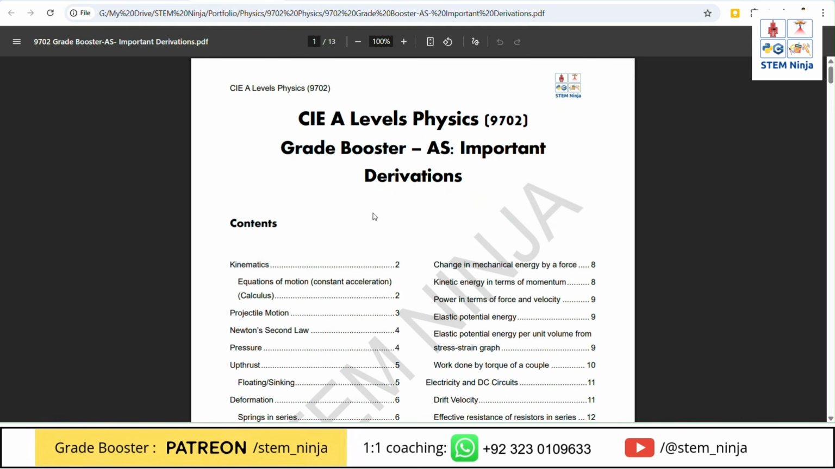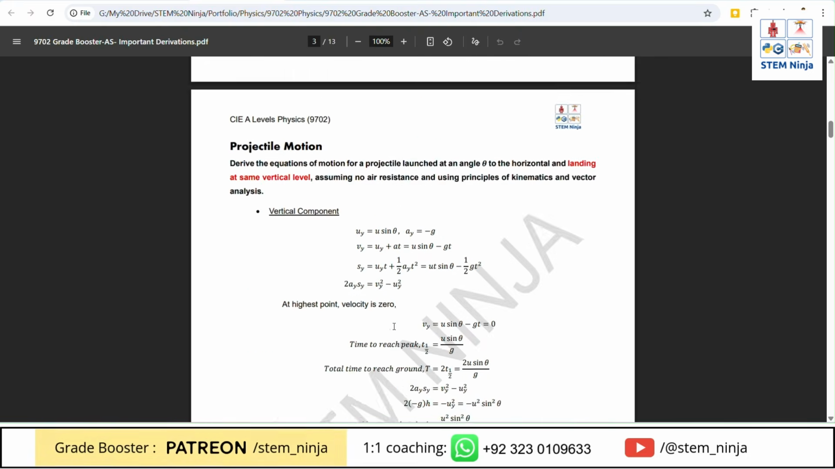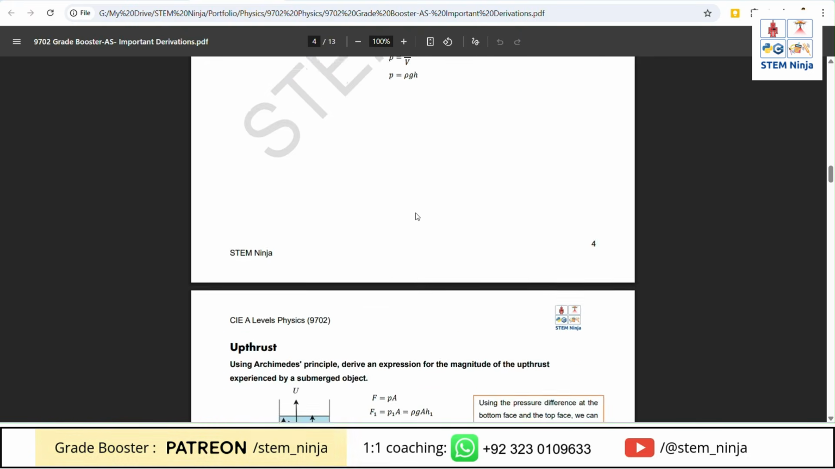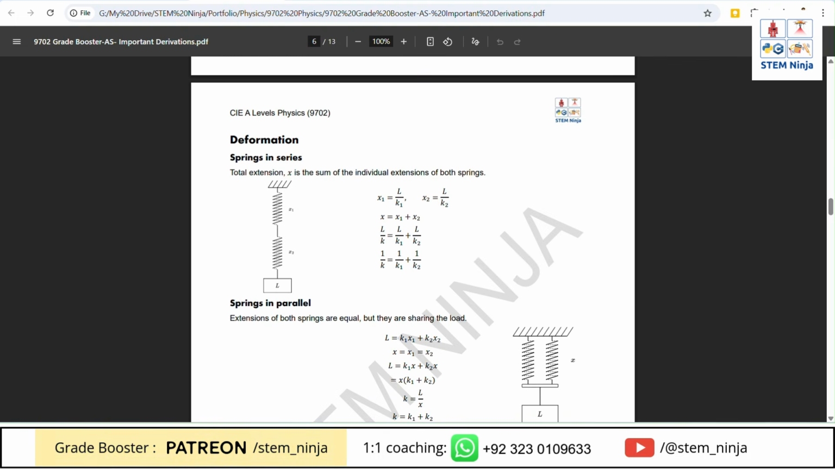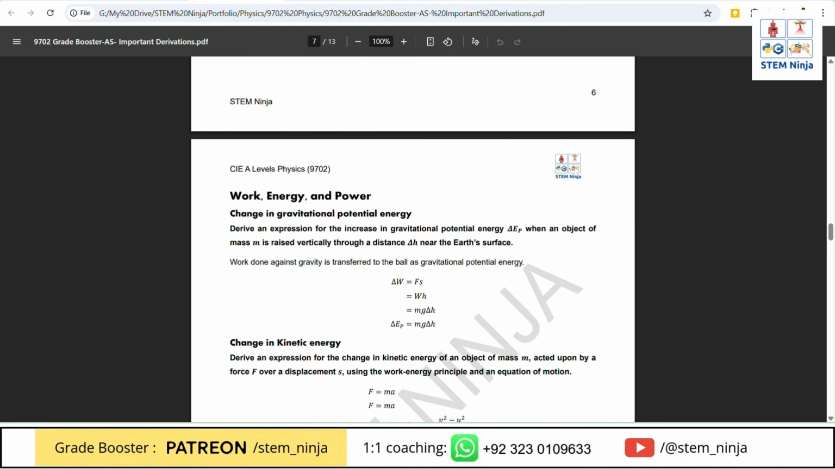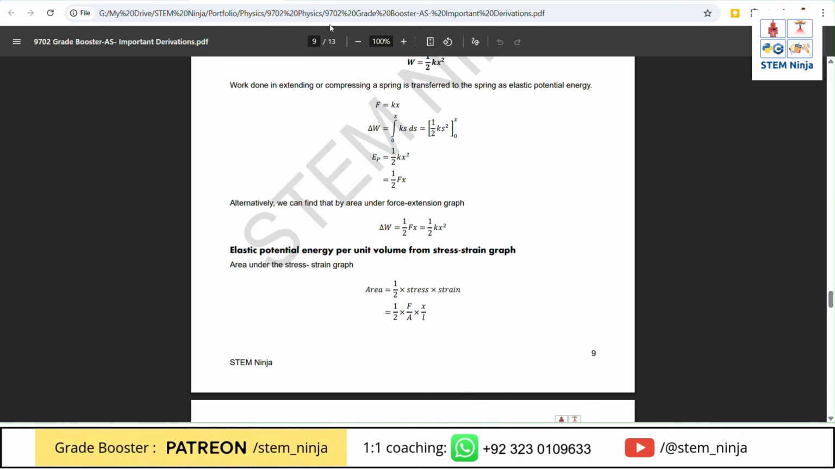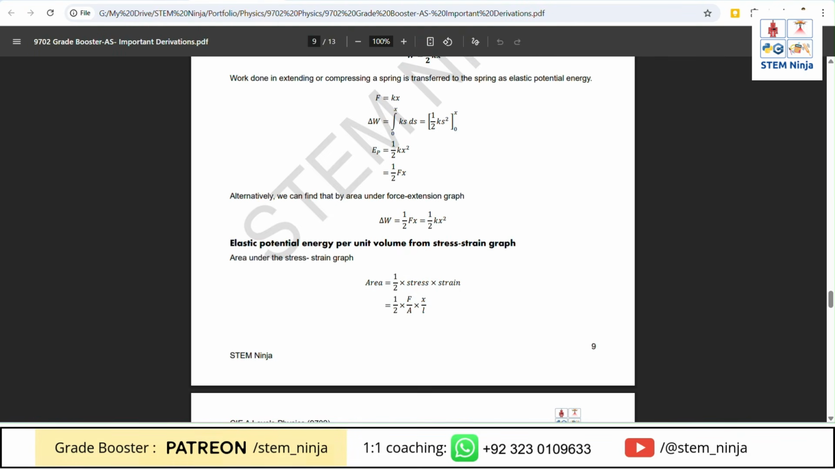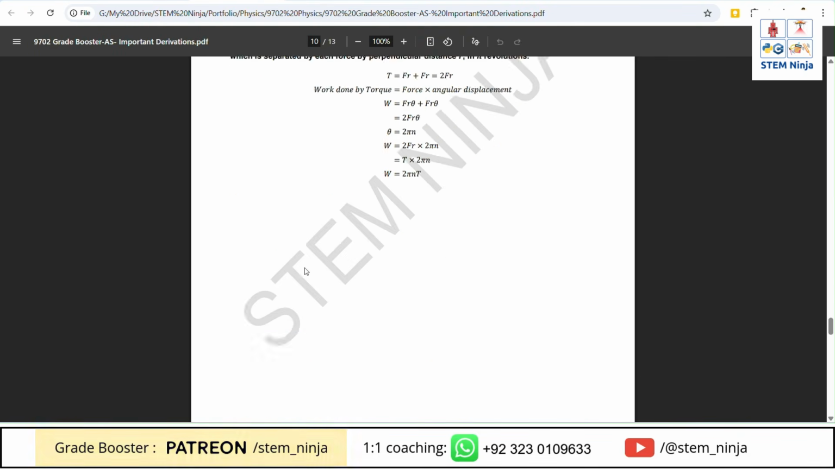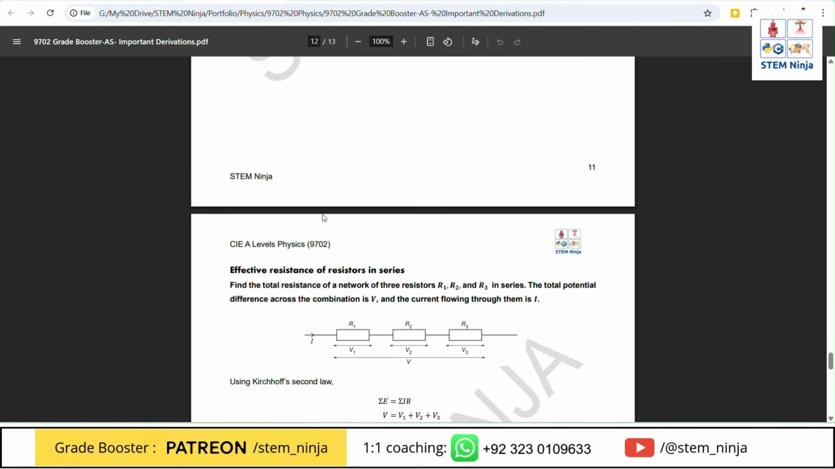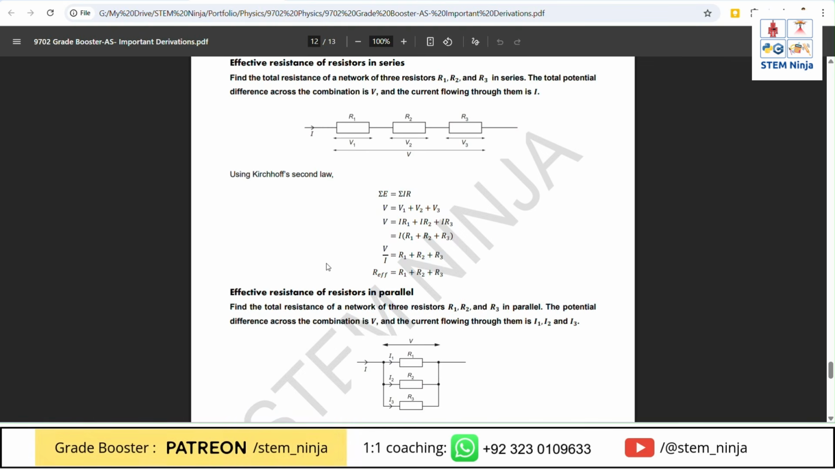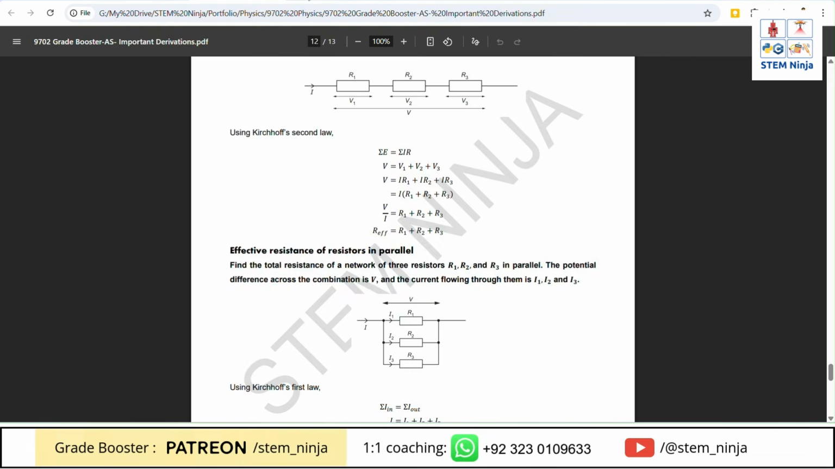Then we have derivations. These are the ones required by the syllabus. Some of them are not required. I've included those also, just as a learning exercise. And some of these come in the exams also, such as resistors in series and resistors in parallel. They are very frequently examined.